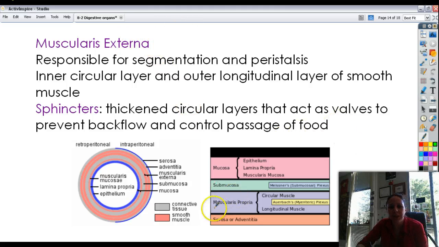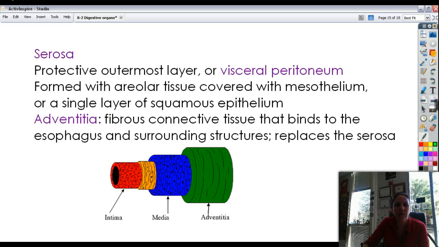So the next one, as we can see coming up, is the Serosa or adventitia, and that's this one. The Serosa is the outer layer, this green layer right here. It's a protective outermost layer, or visceral peritoneum. This is what's outside the organ itself.